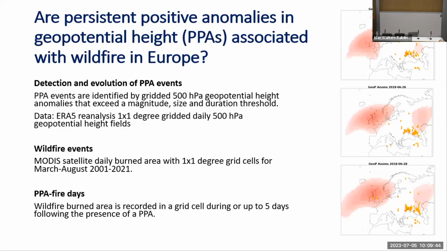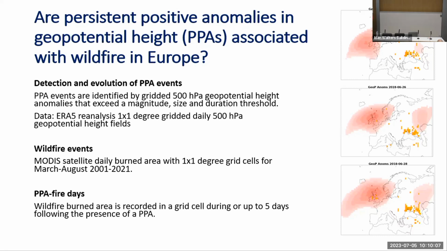So to that end, I wanted to associate extreme anticyclonic blocking events with surface fire activity in Europe. And the way I characterize synoptic circulation is through persistent positive anomalies in geopotential height at the 500 hectopascal level. And those are called PPAs for short, because I won't be saying that again.